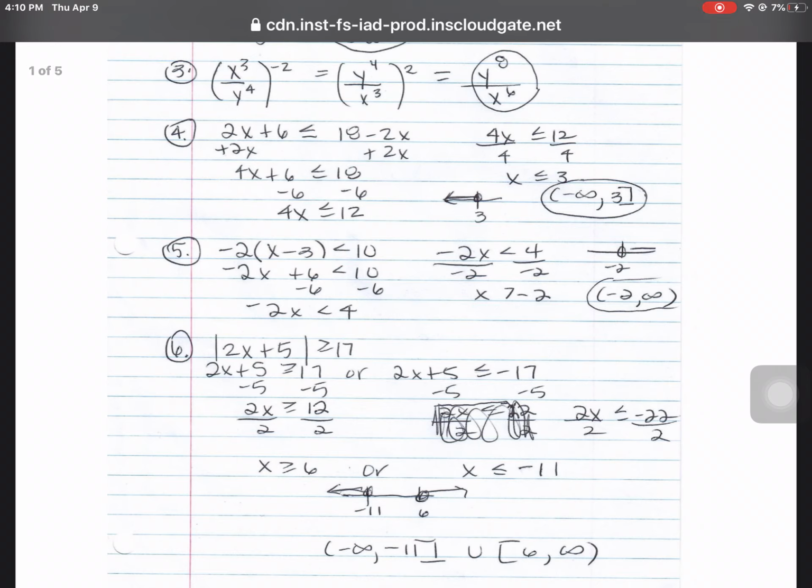Number 3, the negative on the outside tells you to flip the x and the y, and then you multiply exponents.